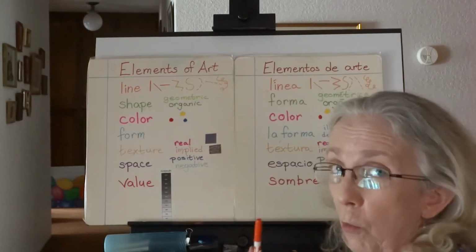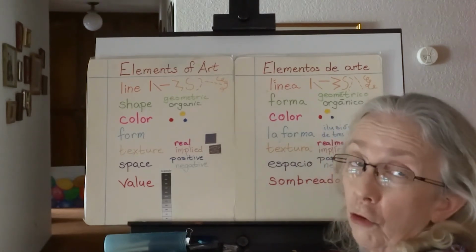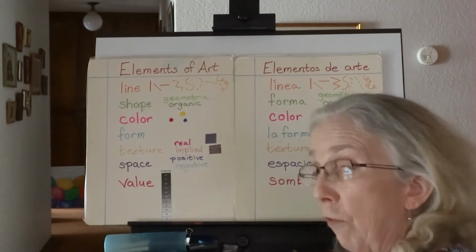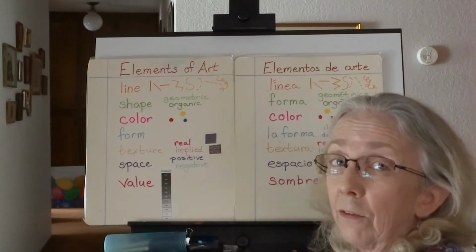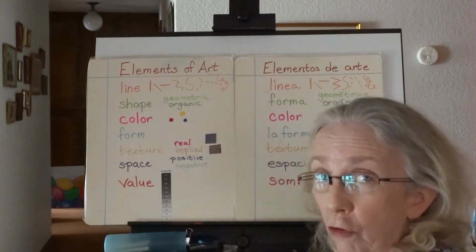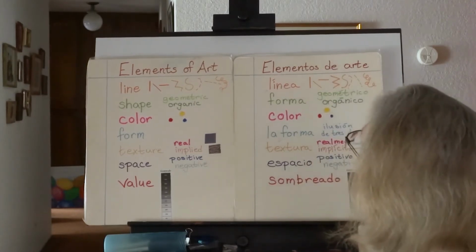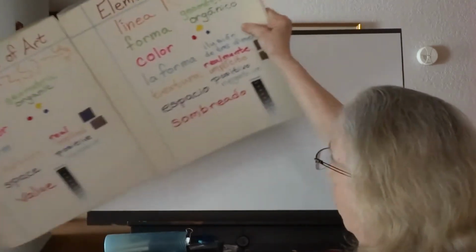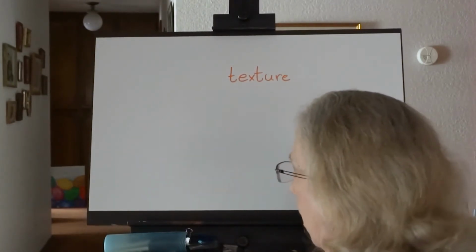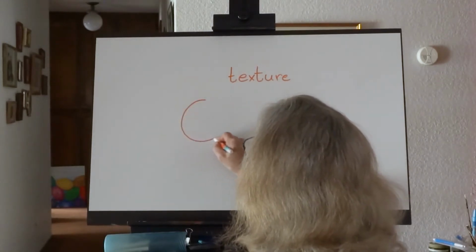So we start with lines, and we use those lines to draw shapes. We add color to those shapes. We might add shading or value to create a sense of three-dimensional form. We use texture to show people what things feel like. Okay, so those are the basic elements of art, the building blocks. So let me show you why texture is so important. So I'm going to start with a line, and I'm going to make a shape.